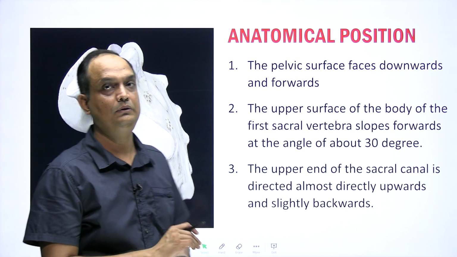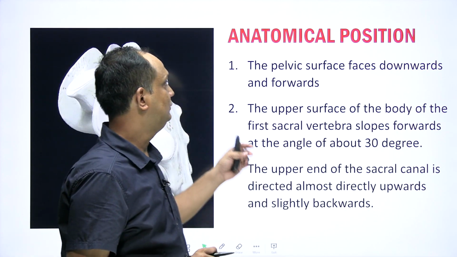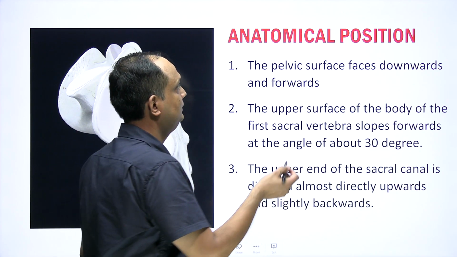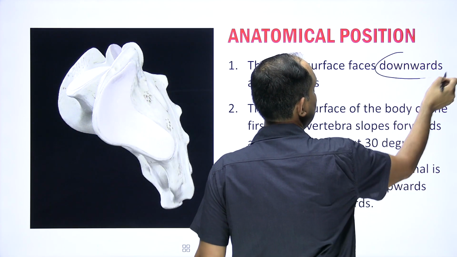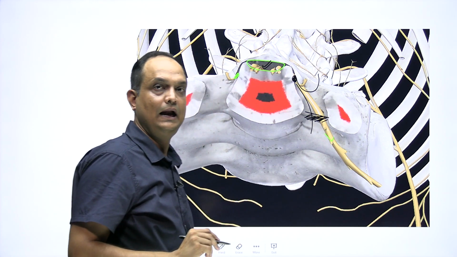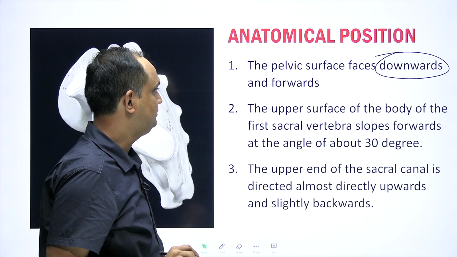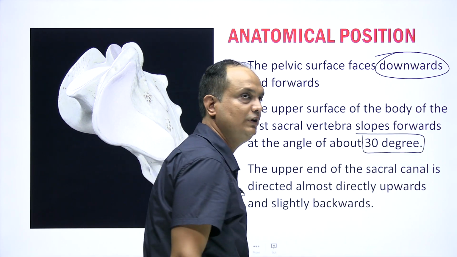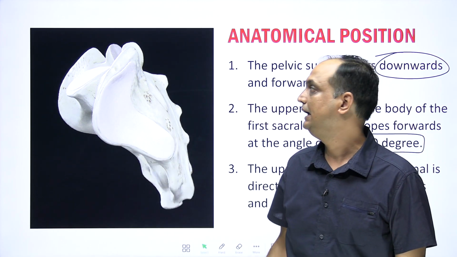Now, what is the anatomic position of this bone? So, the pelvic surface obviously faces forward, but it should be downward in direction. And how much downward? It makes an angle of 30 degrees. Now, which part of the sacrum is making an angle of 30 degrees?